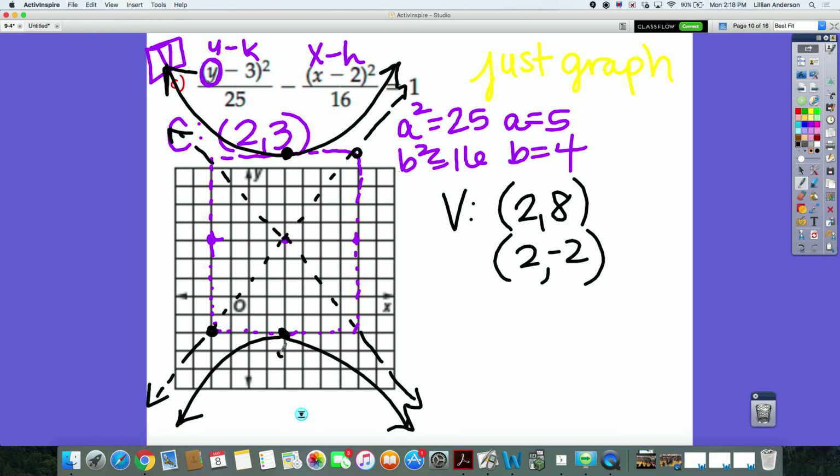We cannot forget our foci. They are on the inside of our hyperbolas. And if I wanted to figure out exactly where that was, I would use the formula c squared equals a squared minus b squared. But we just needed to graph this.